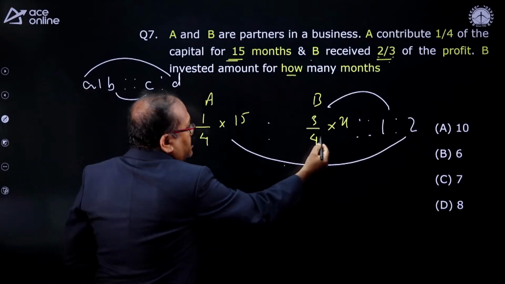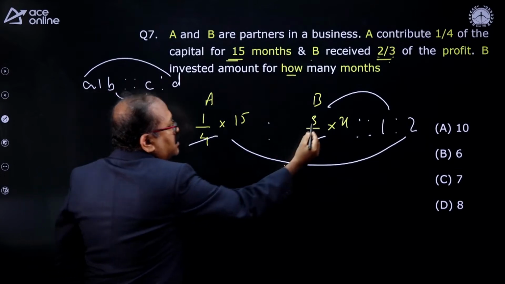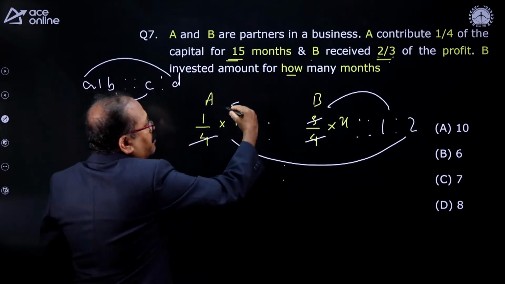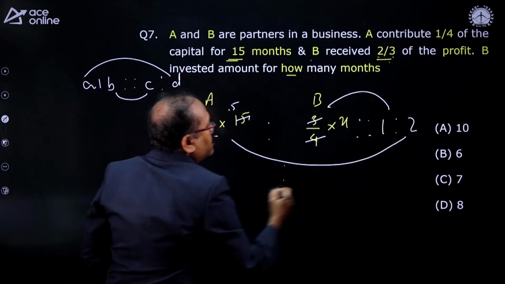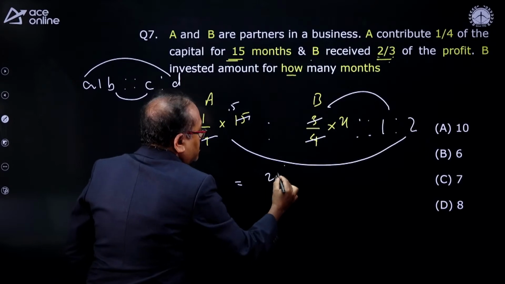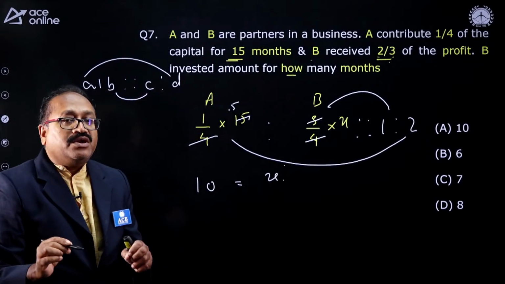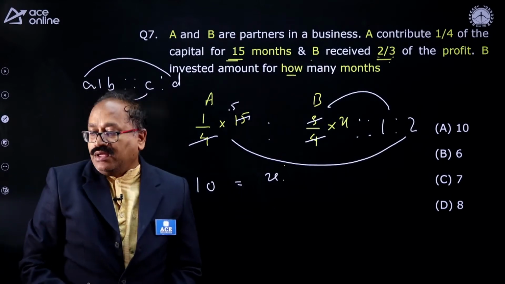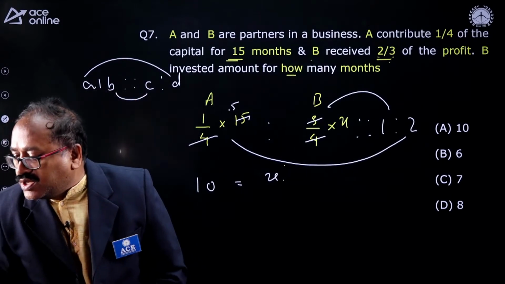So left hand side, right hand side, this 4 and 4 get cancelled. With 3, this gets cancelled. How many times? 5 times. So multiply this 5 into 2, that is 10, which is equal to X. That means B was in the business for how many months? 10 months. Option A. Let me see, did anyone answer the question?